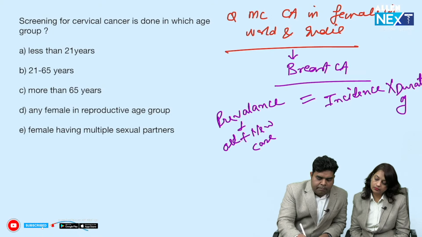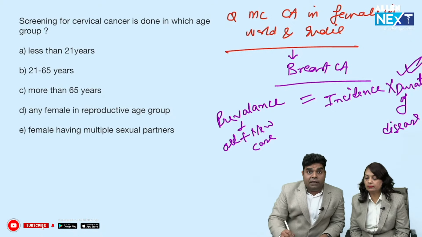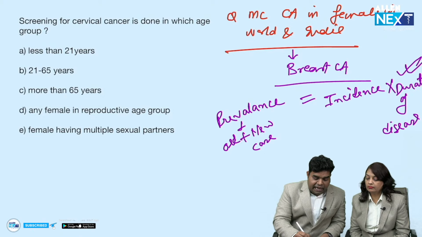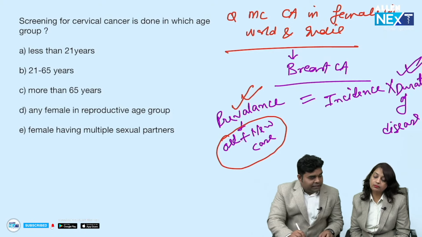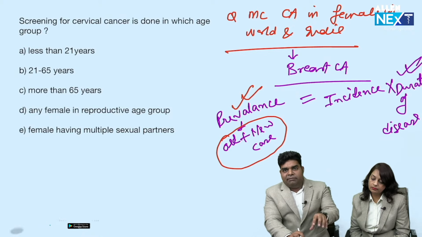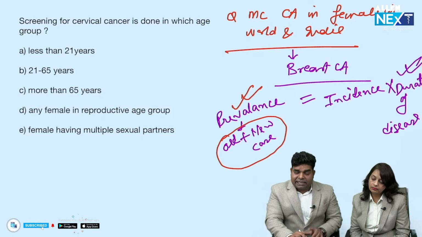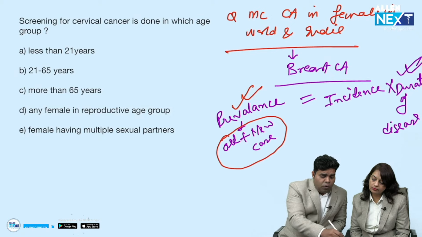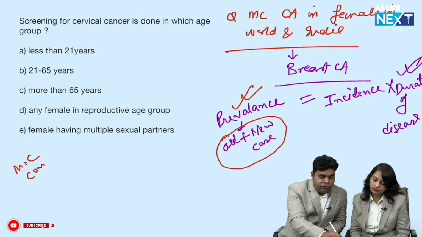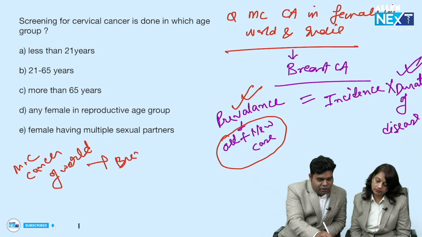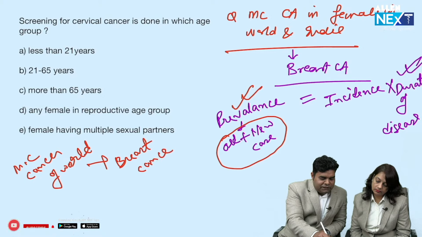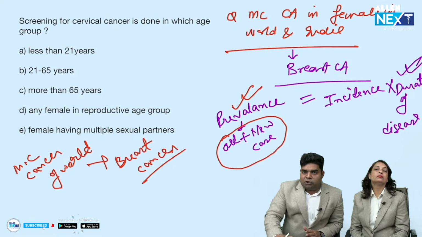So, because the patient of breast cancer will survive for longer duration, at any moment of time when you count all the old plus new cases, that will be very high. That is why, due to this formula itself, breast cancer is most common in this case. Similarly, if someone asks you what is the most common cancer of the world, both male and female, again the answer will be breast cancer. Many of us think lung cancer will be the most common cancer of the world.